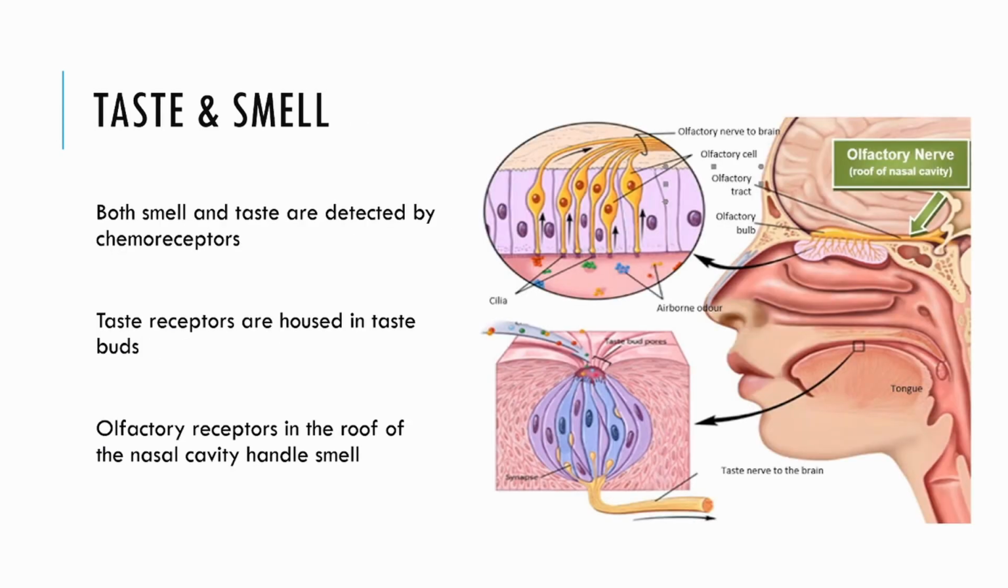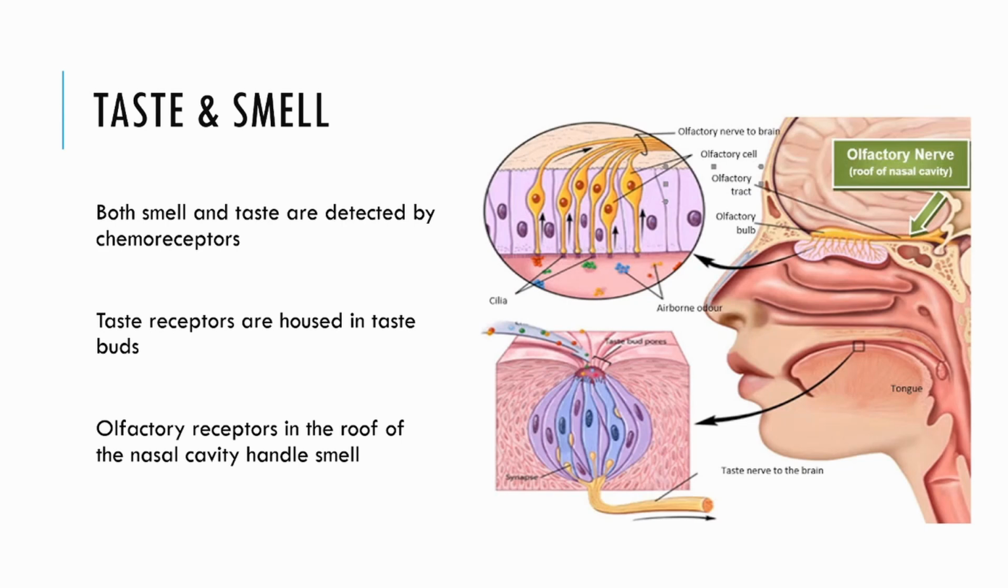So let's get into a few of the senses. We're going to talk about taste, smell, sight, and hearing. Taste and smell I have together here because they're very closely linked together. Both your sense of smell and taste are detected by chemoreceptors. We're detecting the chemicals in the food we eat and the air we breathe.